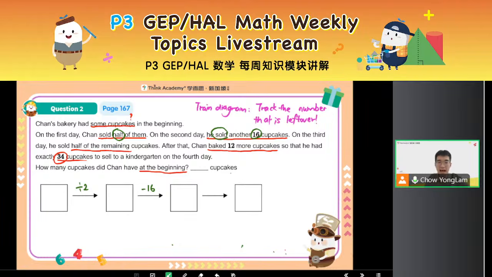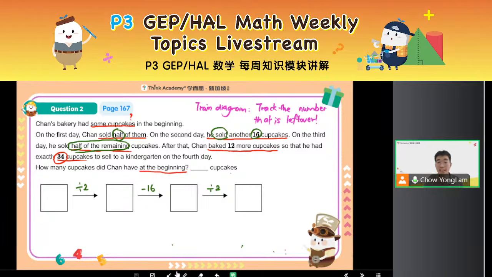Then he sold half of the remaining. That means whatever I have now, I sell half of it again. So what is the operation that I should put here? Sell half. Remember, the moment you see give away half, sell half, it is divided by 2. We are finding one out of the 2 parts.